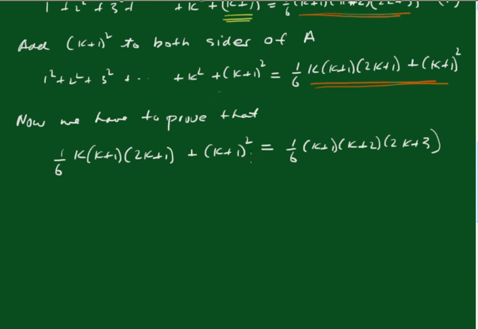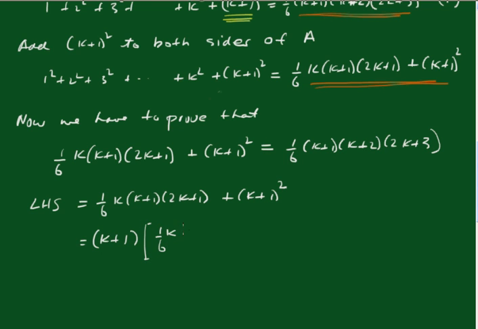Now, I suppose you could expand it all out, but that would be a bit tiresome. But what we're going to do here, we'll look at the left hand side. I'll write that out. 2k plus 1 plus k plus 1 all squared. Now, to save a bit of time, we'll take out the k plus 1 as a common factor. Have a k plus 1 outside, and we'll have this as 1 sixth k, sorry, 2k plus 1, plus k plus 1. That k plus 1 there, one of those k plus 1's in there, came out front, okay?